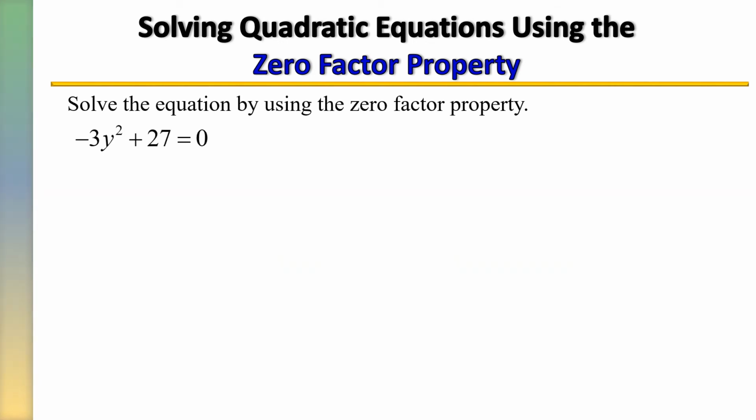In this example, we're asked to solve the quadratic equation using the zero factor property. So step one is to make sure your equation is in standard form, and yes, it is in standard form. All our numbers are on the left, 0 is on the right. We have a binomial here, and it is not a sum of squares because 3 is not a perfect square root, and neither is 7.